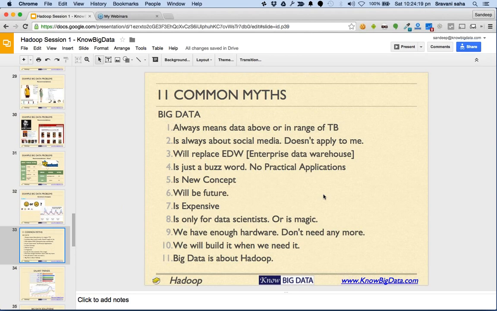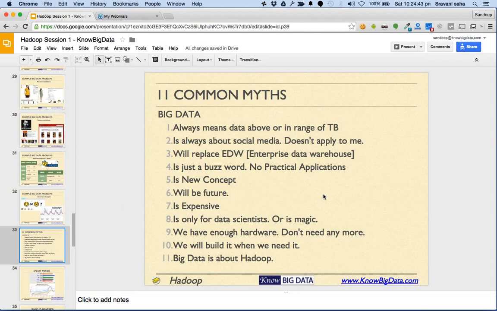Next, common practical application: as of today, anywhere there is a little bigger data, everybody is moving it to the big data solution instead of trying to live with the existing ones, because as of today the tools are really mature and really in good shape.